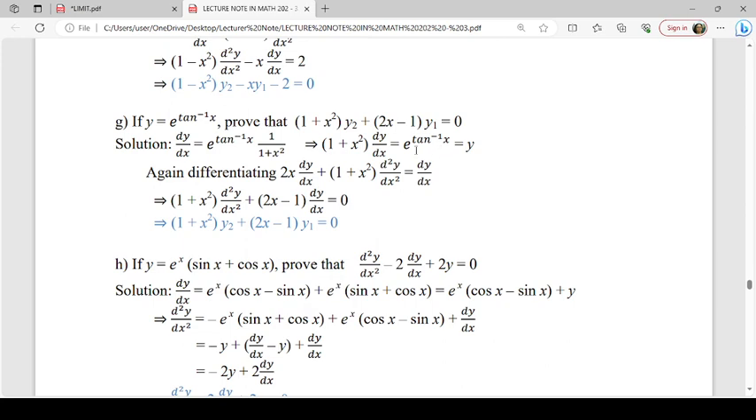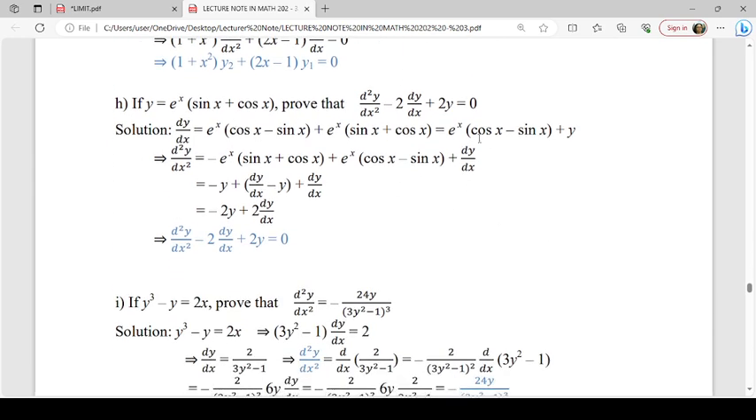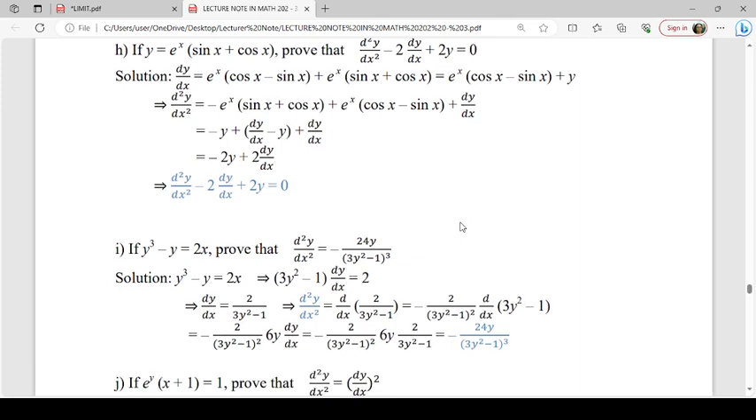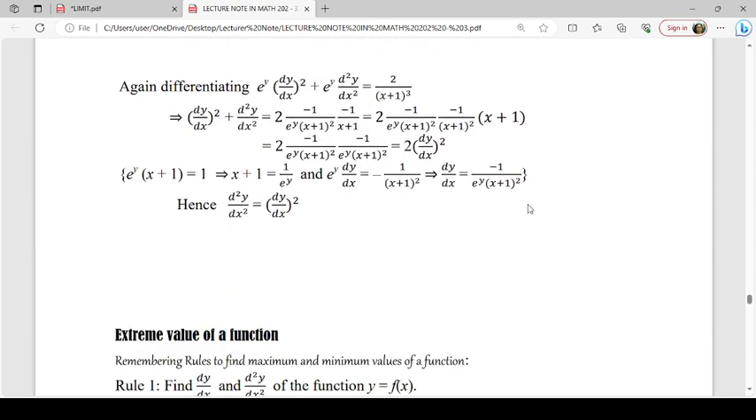So for this we are taking d2y/dx2, and we are having the result. Then this is also like it, d2y/dx2 minus 2 dy/dx plus 2y equal to 0. It is satisfied. So these are all those things. E to the power y x plus 1, prove that d2y/dx2 is this. So we find d2y/dx2, then (dy/dx) whole square, it is the same value.